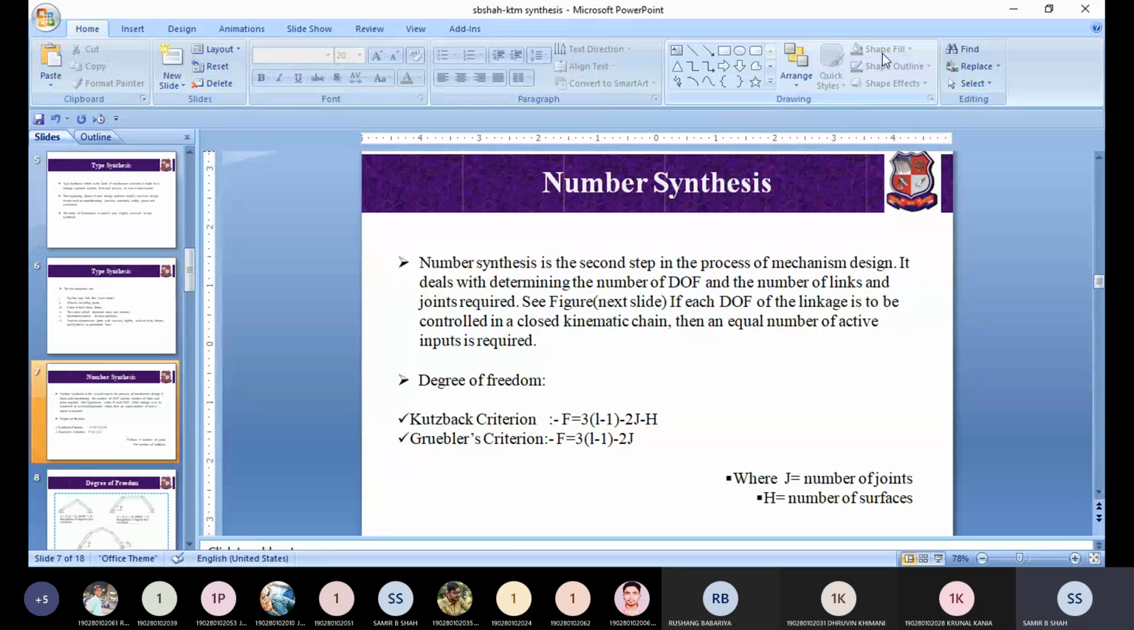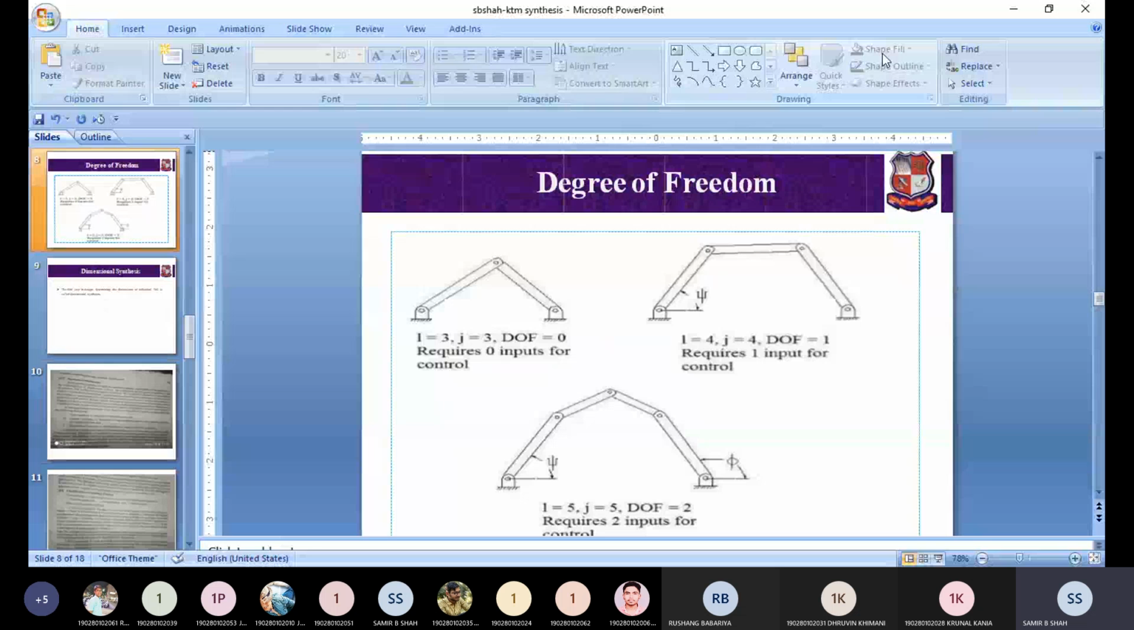If you see the figure here, where degree of freedom is 0, 1 and 2, then how many links and joints we have, and how much degree of freedom we are getting, that is given to you. If you see the last figure, you can visualize that if links are 5 and joints are also 5, then we require 2 degrees of freedom, as mentioned here by psi and phi, that is 2 inputs for control. So if you want to control the whole mechanism of 5 links and 5 joints, we require a minimum of 2 inputs to control the whole system.